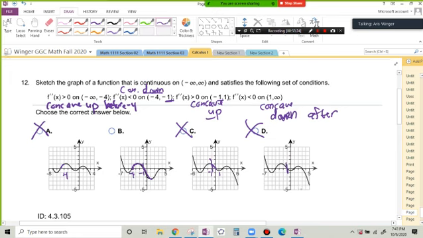And it's concave down from 1 to infinity. Concave down from 1 to infinity. No, I don't like that one. Concave down. Oh, it's not this one either. This one came back into my life. Concave down from 1 to infinity. There's 1. That's supposed to be facing down. Okay, D.